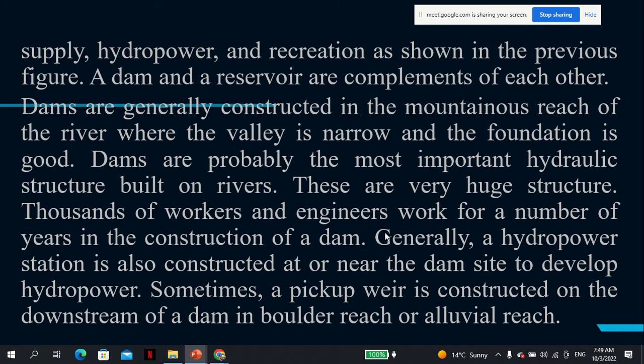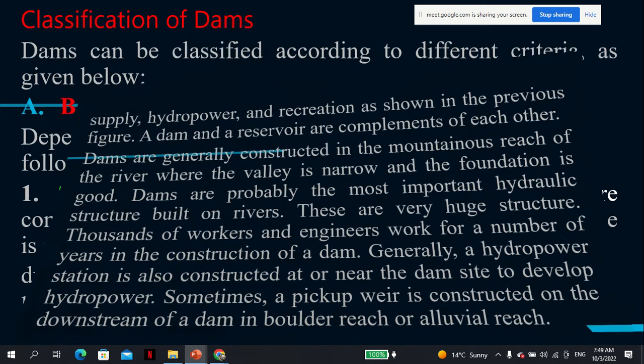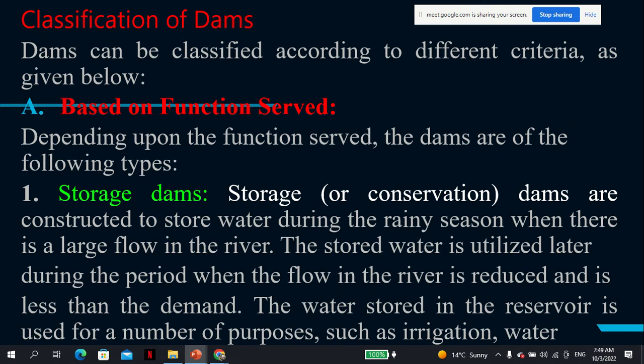So, sometimes a pickup weir is constructed on the downstream of the dam in the boulder ridge or the alluvial ridge. Now, dams can be classified according to different criteria.